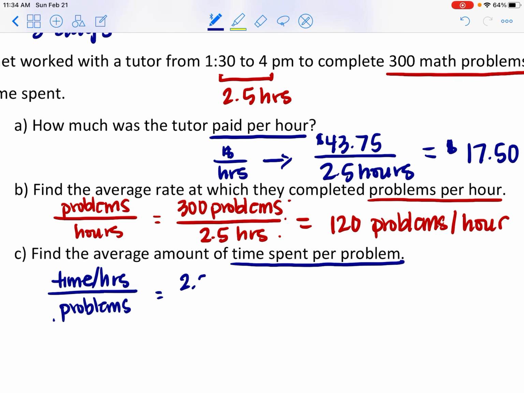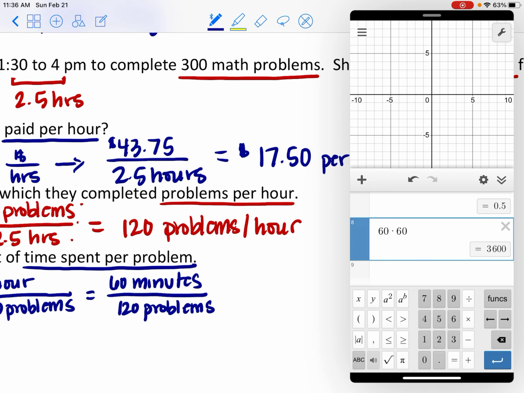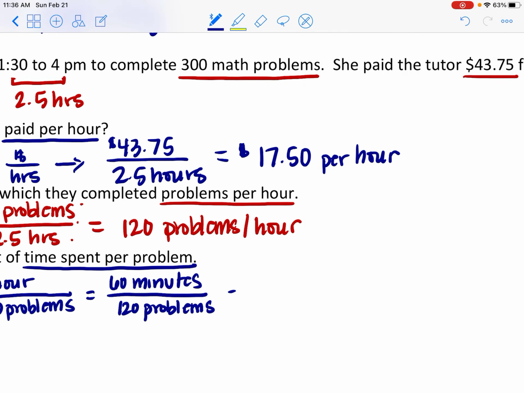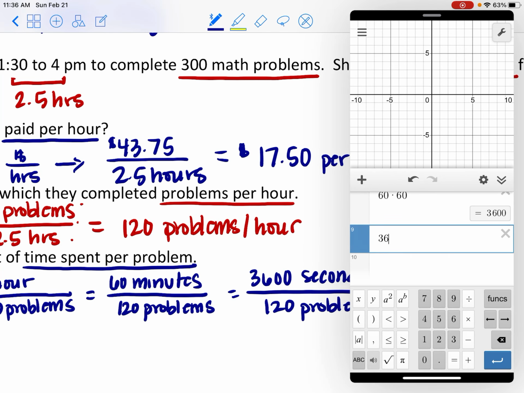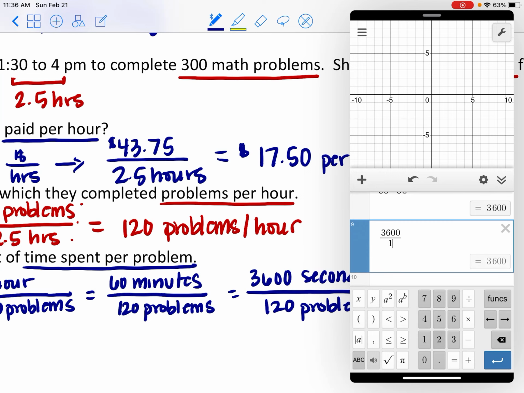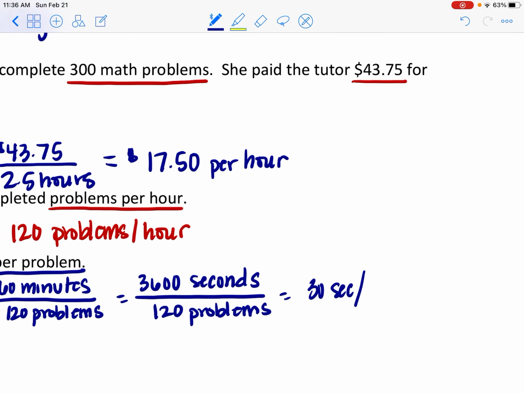And we can maybe even make this seconds. Let's make this seconds. If we have 60 minutes and there are 60 seconds in each minute, we're looking at 3,600 seconds for the 120 problems, and I think this is going to get us to the best answer here. So let's say 3,600 divided by 120 is 30, so that is 30 seconds per problem.